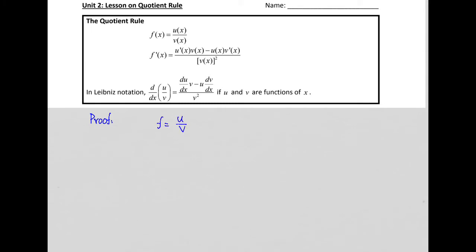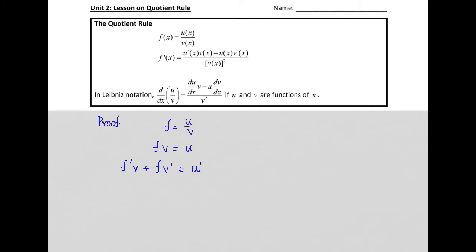And then we're going to change it into a product. So we are going to multiply by v on both sides. So fv equals u. And using the product rule, we can have f prime v plus f v prime equals u prime.